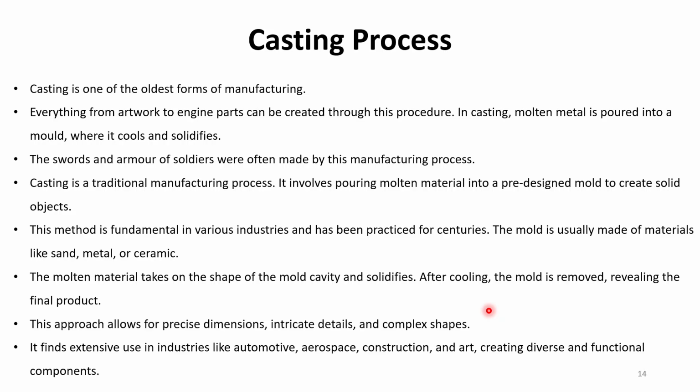The mold is usually made of materials like sand, metal or ceramics. The molten material takes on the shape of the mold cavity and solidifies, and after cooling the mold is removed, revealing the final product. This approach allows precise dimensions, intricate details and complex shapes, and finds extensive use in industries such as automotive, aerospace, construction, and art, creating diverse and functional components.